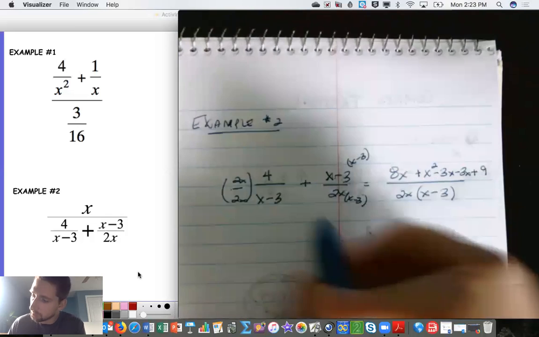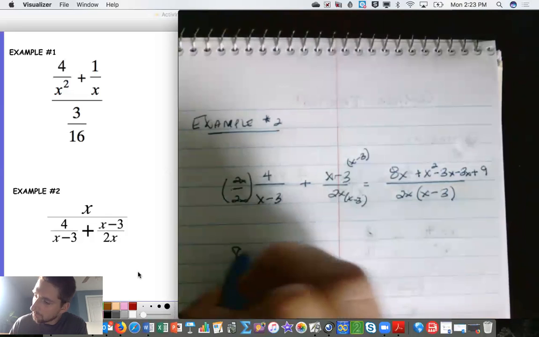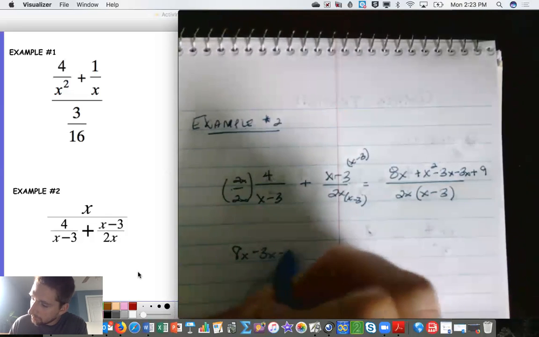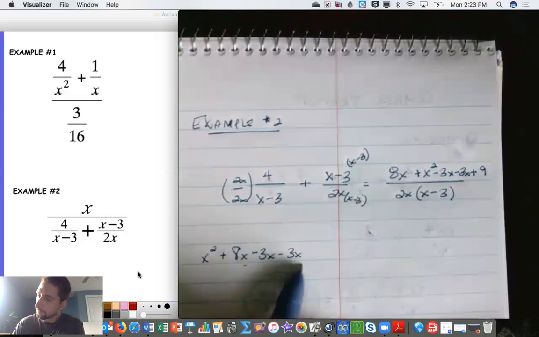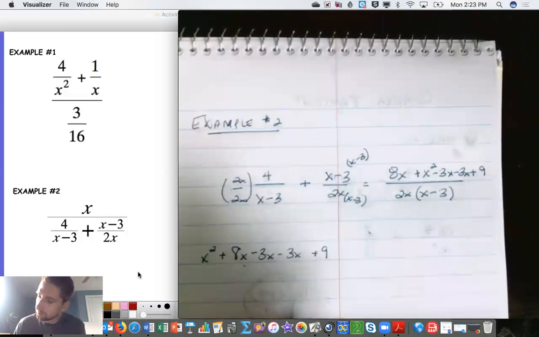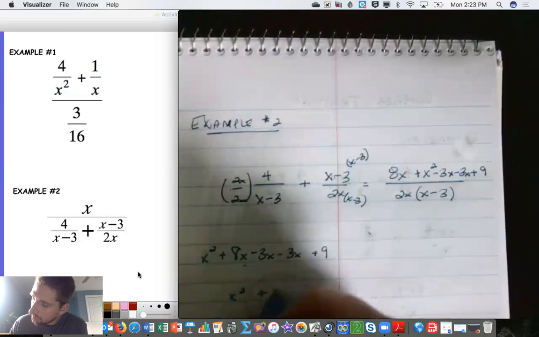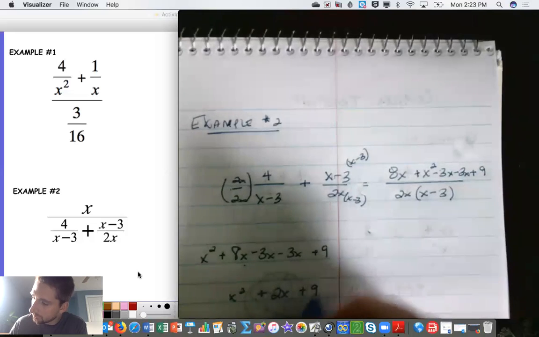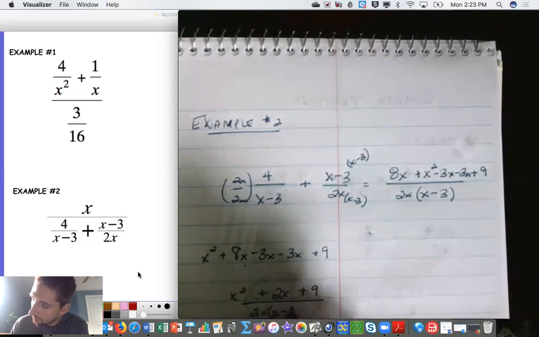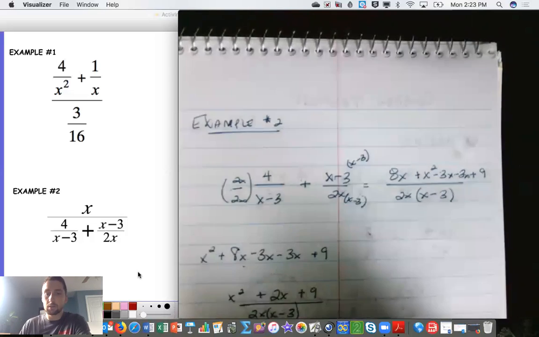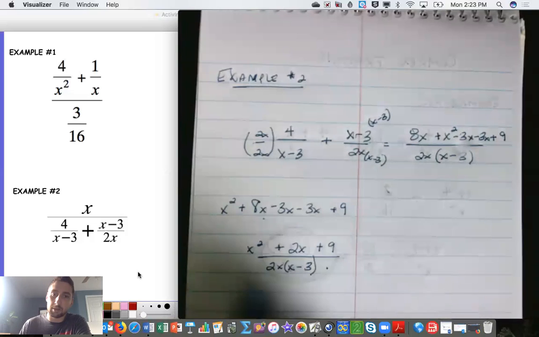I can't combine my terms up there, so I'll have an 8x, negative 3x, and a negative 3x. I'm going to bring my x squared out front, and a positive 9. So that should give me x squared plus 2x plus 9 all over my denominator of 2x times x minus 3. However, this is not my final answer yet. This was simply just my denominator in example 2.